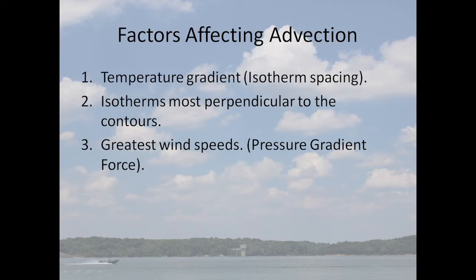All right, factors affecting advection: thermal gradient, isotherm spacing. We talked about that. The tighter the spacing, the more thermal gradient. Isotherms most perpendicular to the contours. So we're talking contours, that's upper levels, lines of equal height. As the isotherms become more angled to the contours, or more parallel to the contours, that's when you get the weaker thermal advection, or the weaker advection at all, whether it's thermal or moisture.